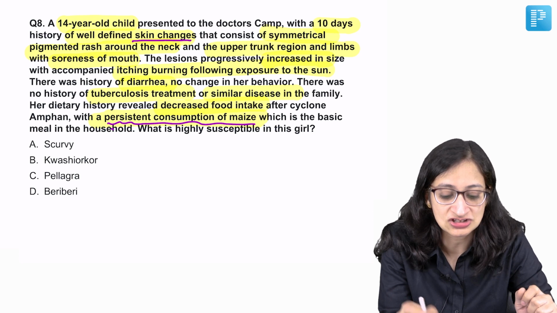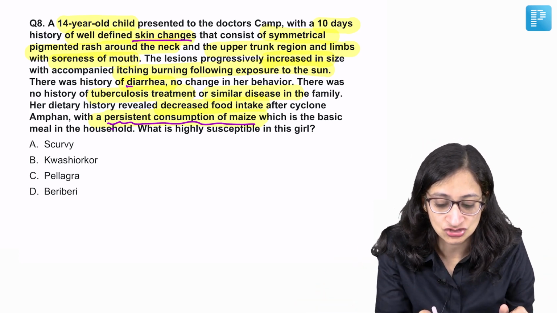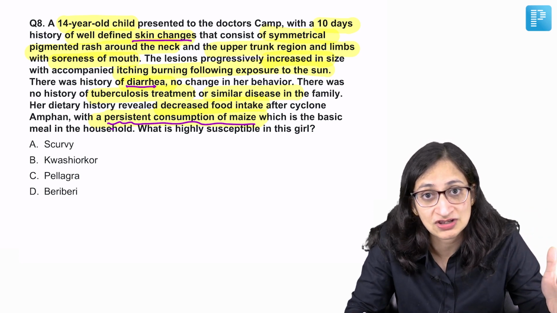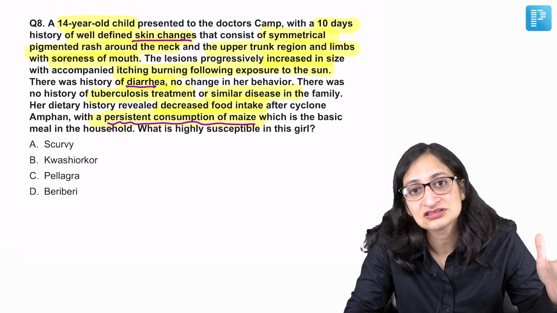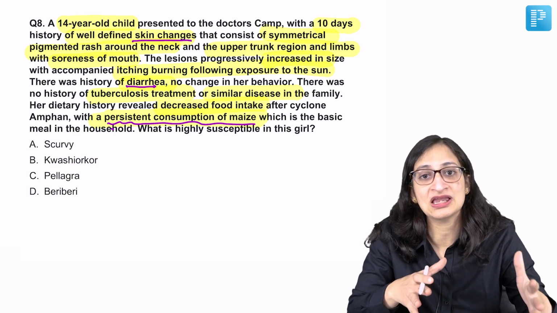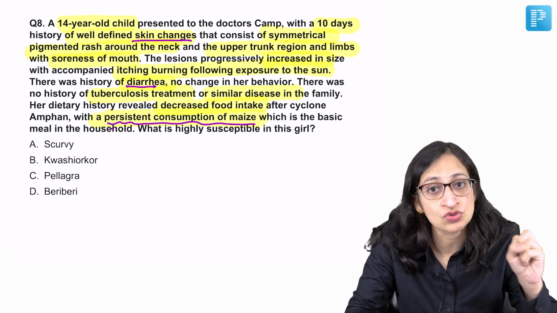And you have these skin changes around the neck, the upper trunk region and the limbs. There is a history of diarrhea as well, but there is no history of any drug intake. So what are we dealing with? What do you think, guys? Again, this is a very simple question. At the outset, it might look big and gigantic, but if you read it and pick up the important points, it's so simple.